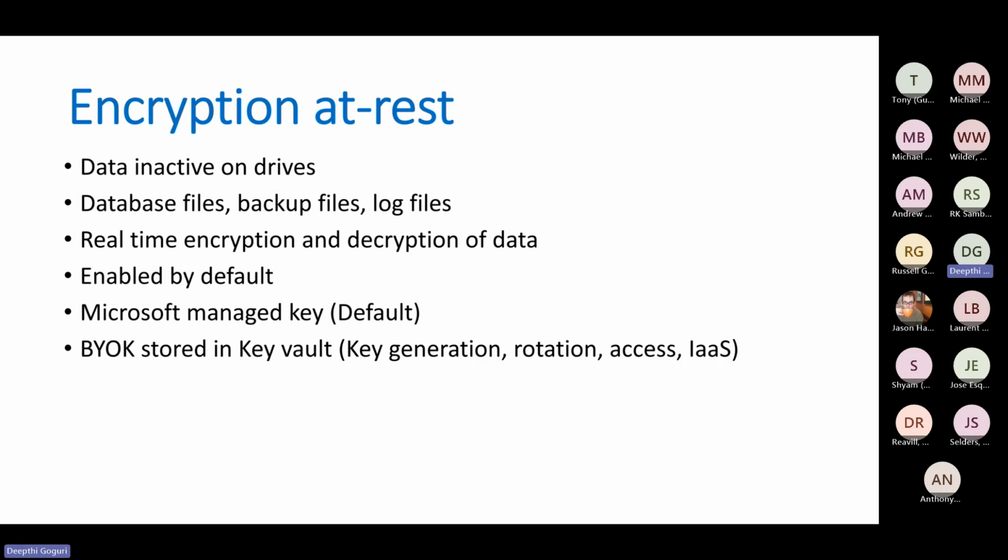Encryption at rest is all about the data which is inactive on the drives. It can be the data files, the log files, backup files, right? So while the data is being pulled and pushed to the drives, this encryption at rest is automatically enabled, and it is enabled by default. And you have two options, right?